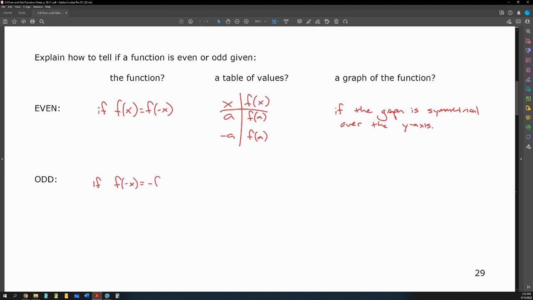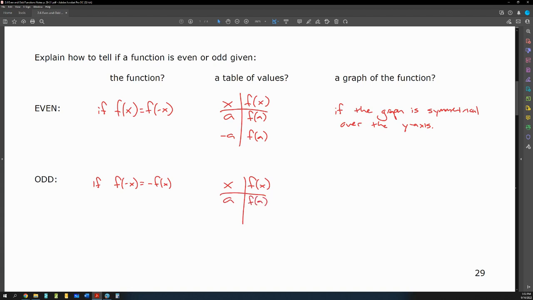For odd functions, we can tell that the function is odd if f of negative x is equal to negative f of x. Okay, so a reflection over the y-axis is equal to the reflection over the x-axis.